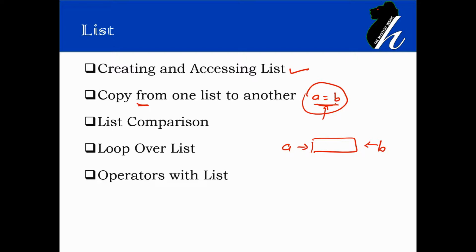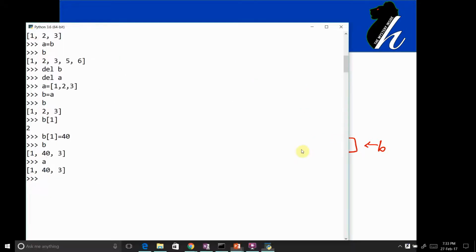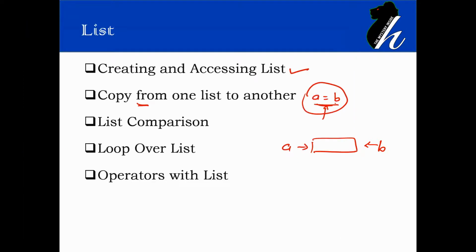So the question should arise: how to copy the data items from one list to another list. For that, in Python, the Pythonic way to do so is, rather than writing B equals A, we should write B equals A, bracket, and within this bracket we should write a colon. This is the Pythonic way to copy the list. Now this is actually known as slicing.